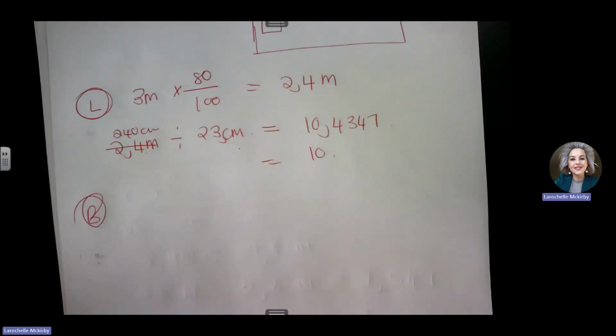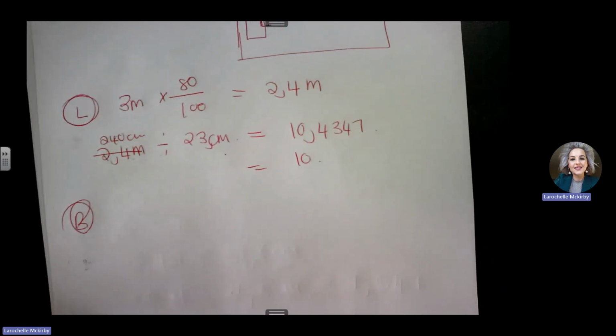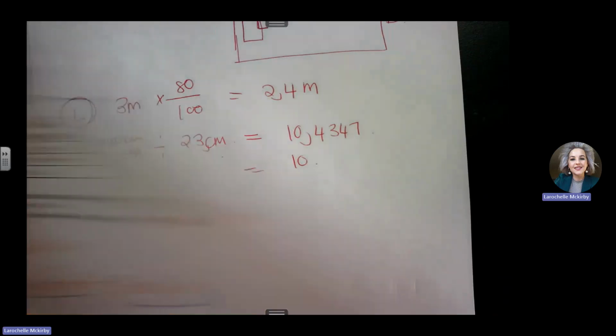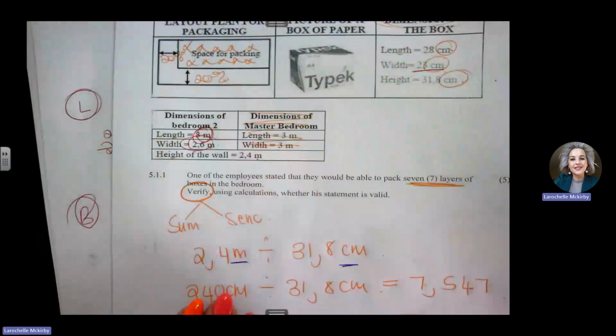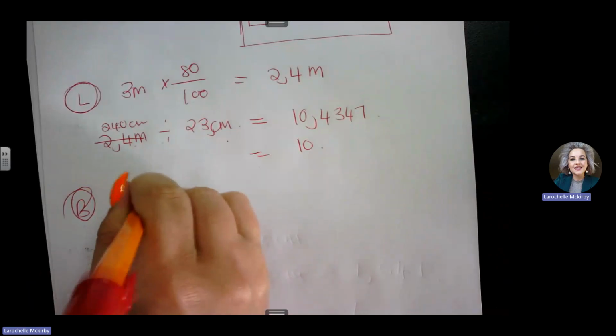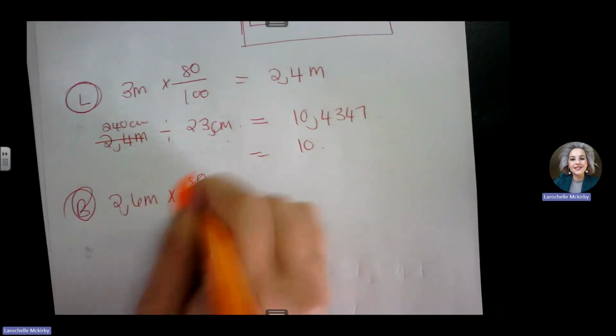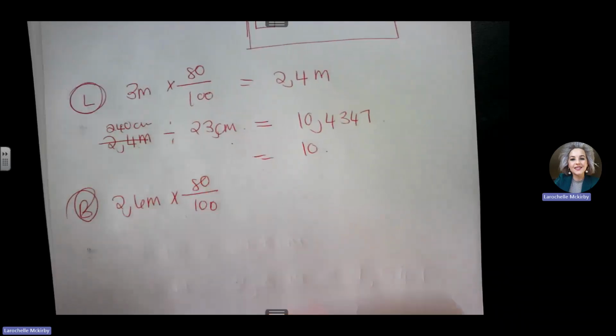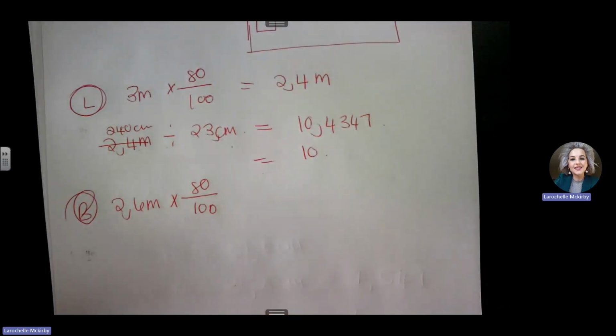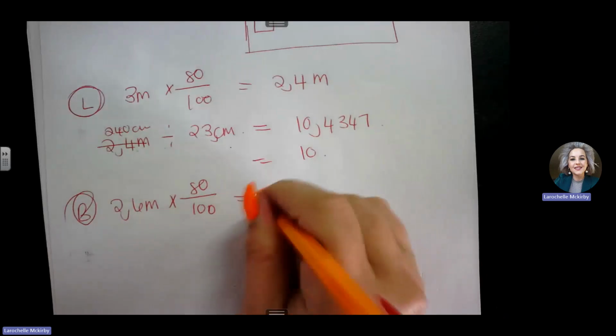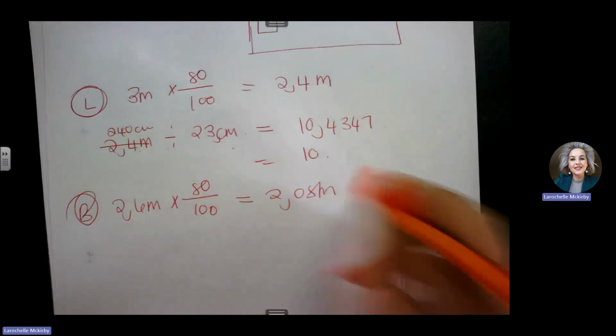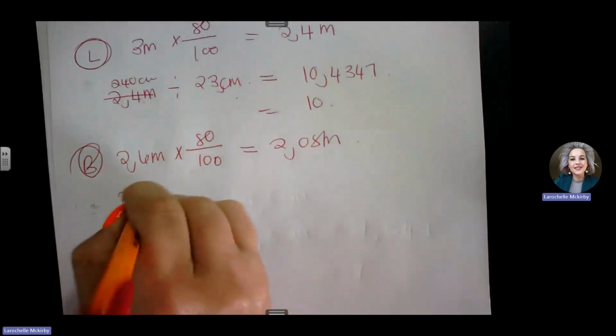Let's do the breadth of the room or the width of the room. So again, the width of the room is 2,6 meters. I can't use the whole 2,6 meters. I can only use 80% for packaging because 20% is for the walkway. So that will be 2,08 meters to be used for packaging.